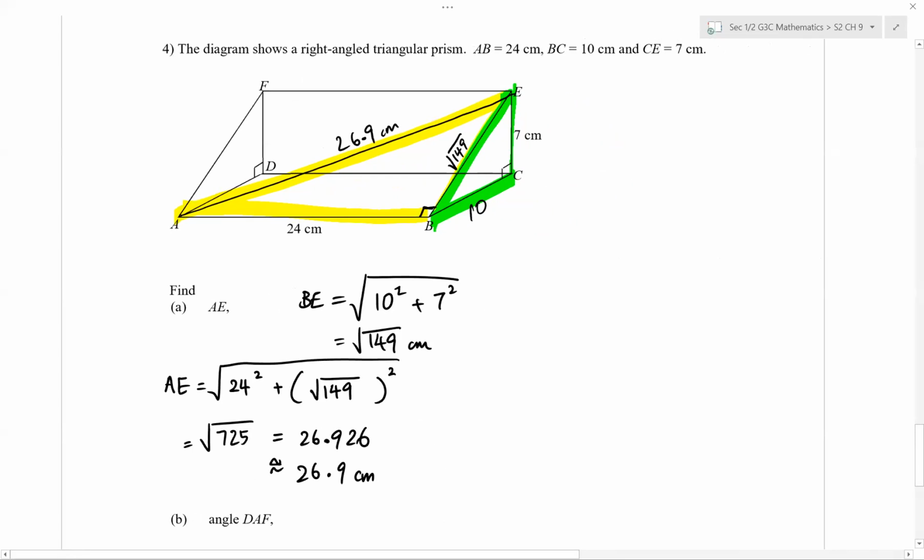So that's part A. Part B, angle DAF. Okay, so this is our angle we need to find. I'll remove all the distractions first.